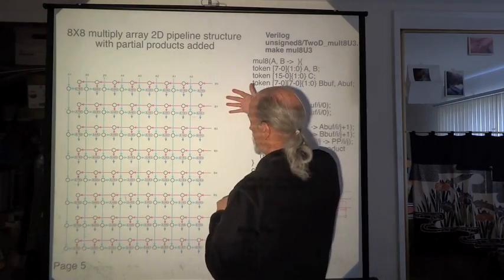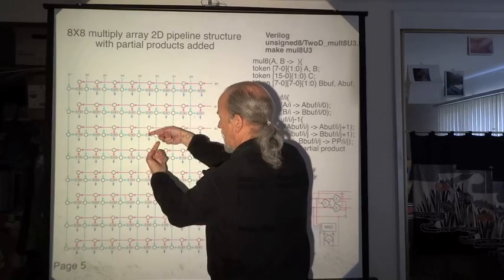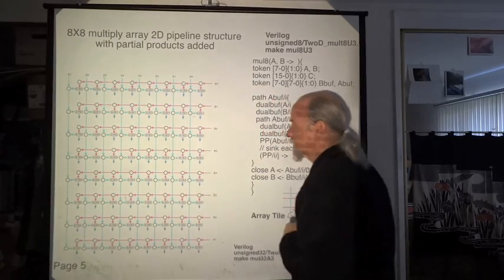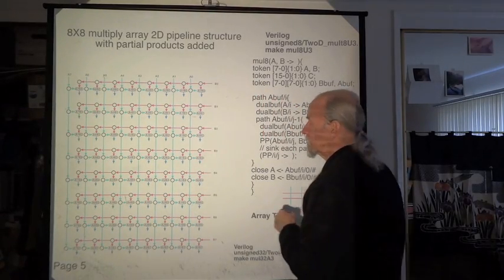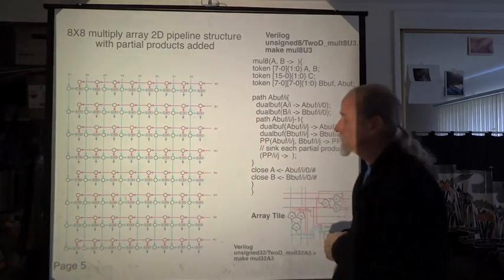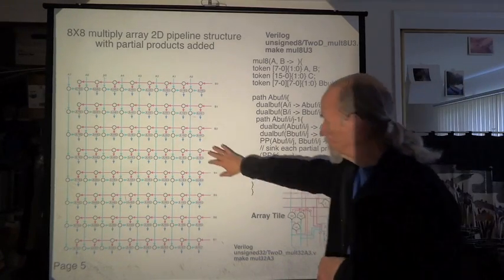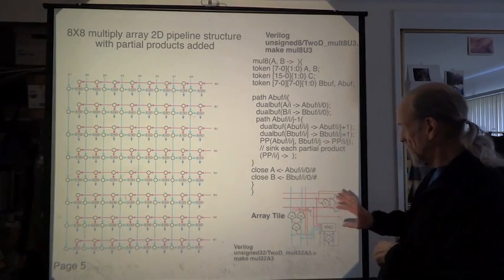Now the next stage is to put in the partial products. And as the B's propagate this way and the A digits propagate this way, they intersect, and at each intersection we'll get a partial product. Right? So this is A0, B0, this is A7, B7. We create this array of partial products with a single array tile.